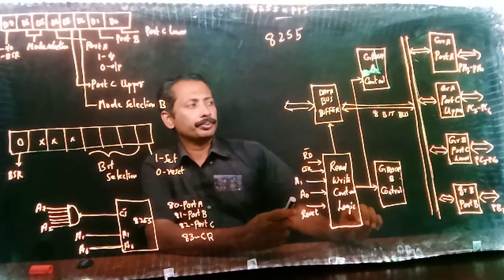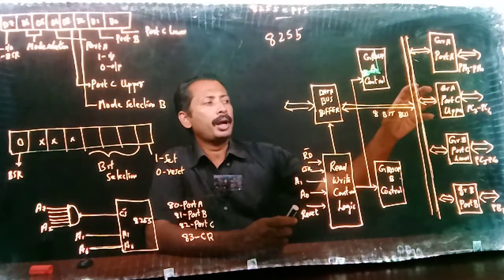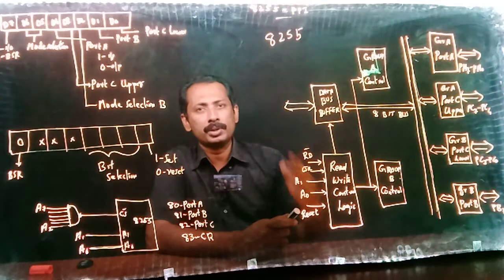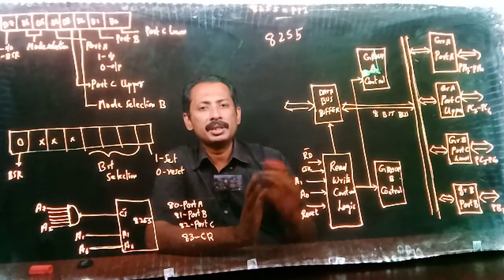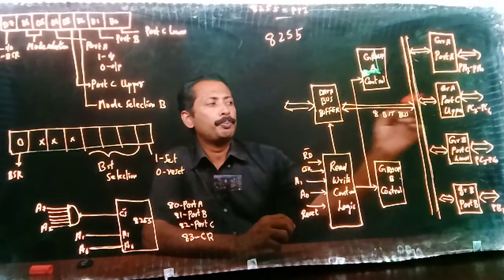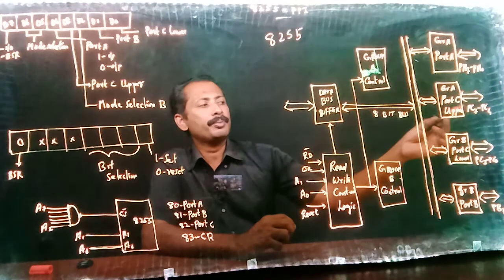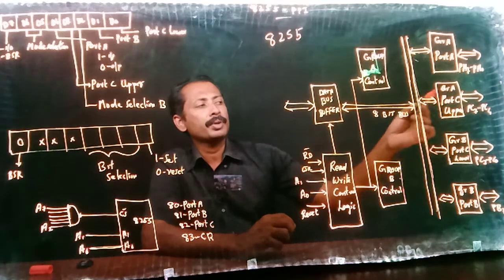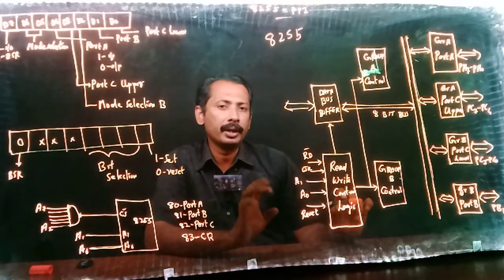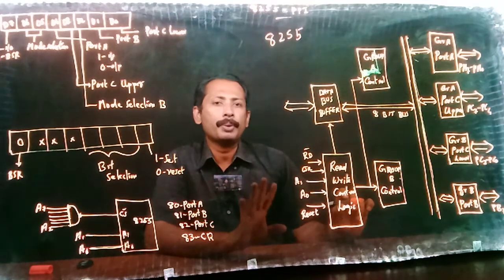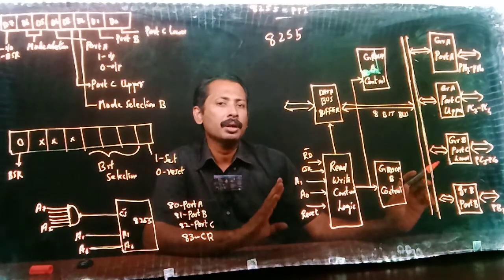And these are grouped into 2 groups: port A and port C upper. Port C upper means the upper bits of port C, PC4 to PC7, which come along with group A. So group A means port A and port C upper portion. Group B means port B and port C lower portion.